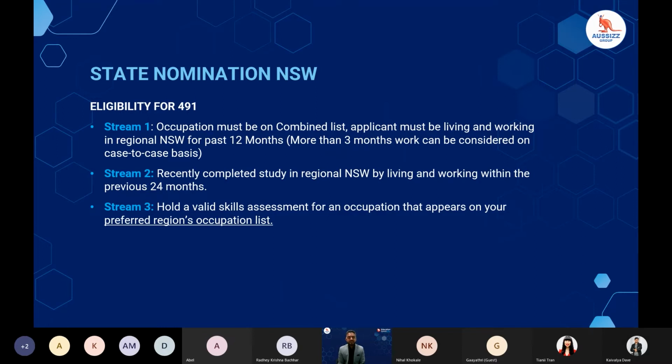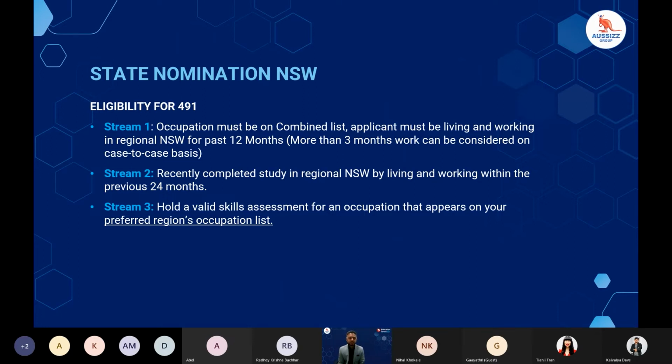Candidates who complete the study in regional New South Wales, by living and working there within the previous 24 months, can apply under stream 2. With stream 2, you just have to make sure that you completed 2 years of Australian study while living and studying in regional New South Wales. For stream 3, you must hold a valid skills assessment for an occupation that appears on the preferred regions list, and you can apply from anywhere.